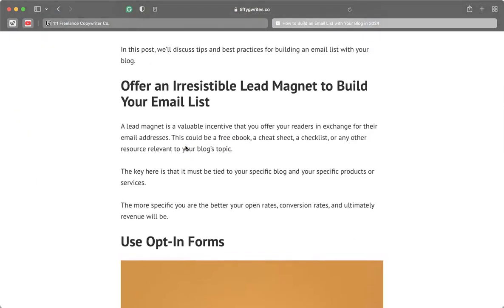Offer an irresistible lead magnet to build your email list. This is a variation of the keyword. Sometimes you can use the exact keyword or you can use a variation. So in this one, I did a variation, build your email list. And I couldn't help it, I had to use powerful language, irresistible lead magnet. I just have to do that.